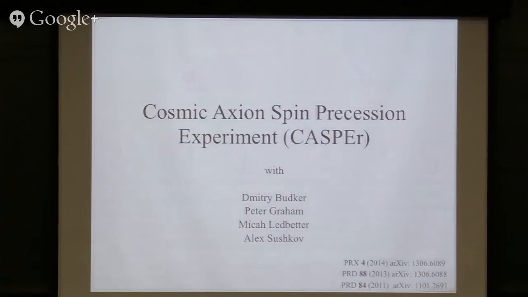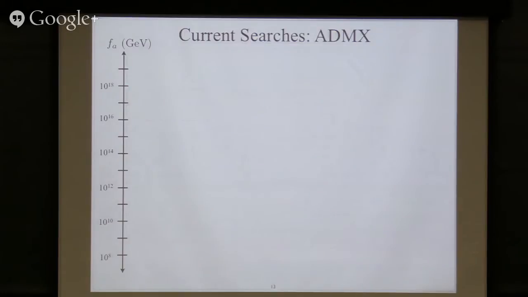That brings me to my first experiment, the Cosmic Axion Spin Precession Experiment, or CASPEr. And the lead experimentalist here is actually Dima Budker, who should be here, but is not. All right. Before we get into details about CASPEr and how it works, let me just remind you, or tell you, how the current searches work. How do people currently search for axions? Okay, and that's a concept called ADMX.